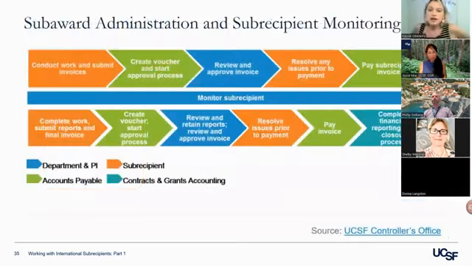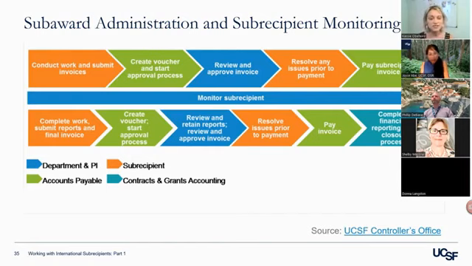So we really talked about where OSR is involved in this process, but there are other things. There's the subaward administration and subrecipient monitoring that we're not involved in, but the department and the PI are, the subrecipient are, contracts and grants accounting, and accounts payable are. This is part of the graph taken from the controller's office. There's a link to the full graph here. And basically, it just goes through kind of what's going on.